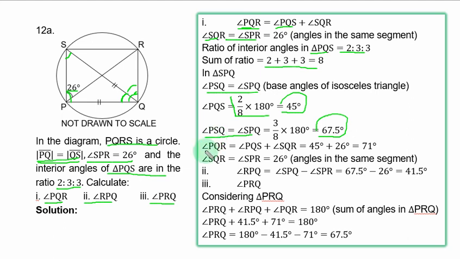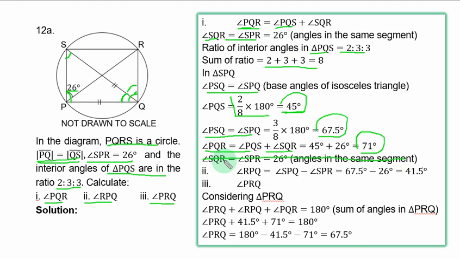So back to angle PQR. PQR is equal to PQS, that is 45 degrees, plus angle SQR, 26 degrees. And when you add, you have 71 degrees.